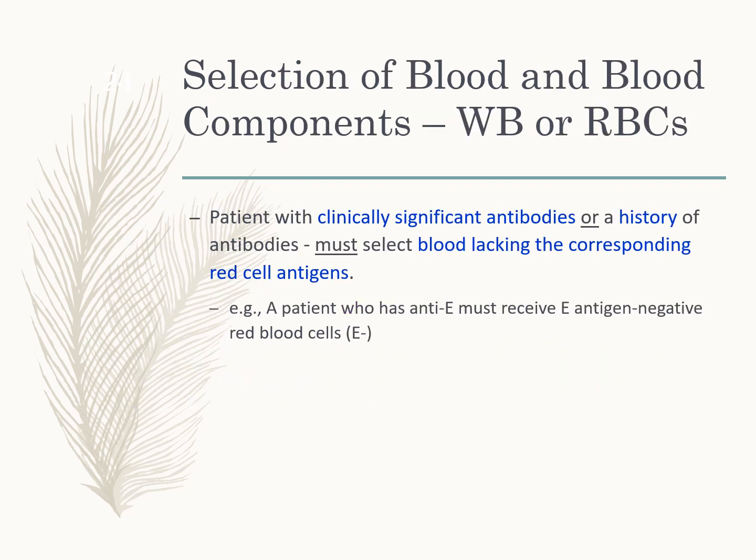If a patient has clinically significant antibodies or a history of antibodies, the blood given, whole blood or RBCs, must lack that antigen. So if a patient has an anti-big E, the unit must be big E negative.